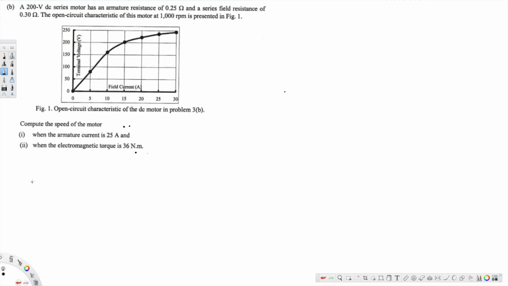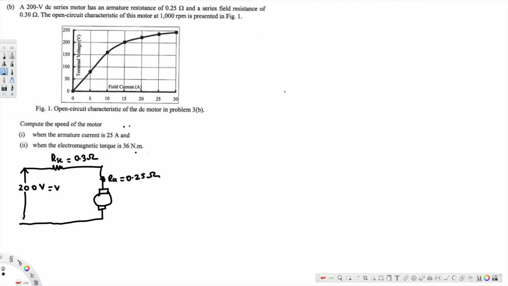Now let's go ahead and draw the circuit for this. V is equal to 200 volt, the series resistance is equal to 0.3 ohm, and the armature resistance is 0.25 ohm. This is our armature voltage, and the voltage across this is 200 volt. Now the first question is asking to compute the speed of the motor when the armature current is 25 ampere.